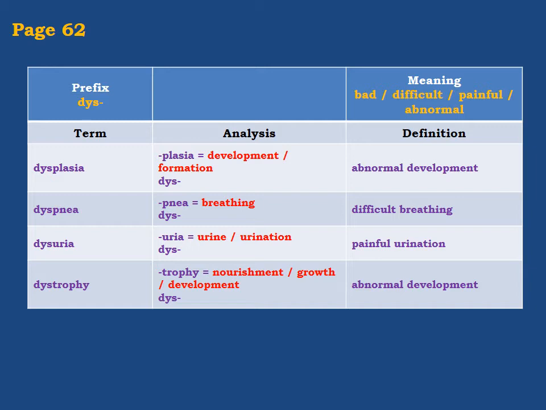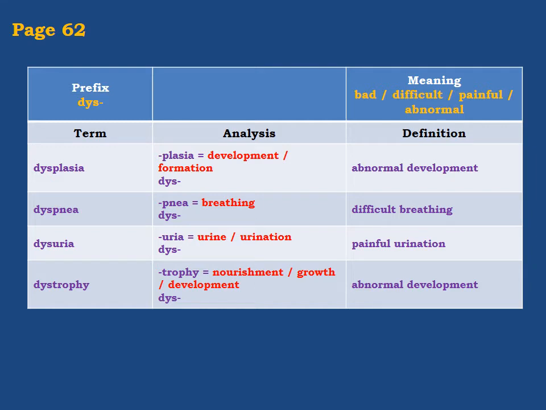The next one is dysuria. Uria means urine, urination. The meaning here is painful urination. You see here we chose painful. When the patient urinates, he gets pain, sometimes burning or something like that. But we cannot say abnormal or bad. Maybe difficult could be acceptable, but the best meaning would be painful.